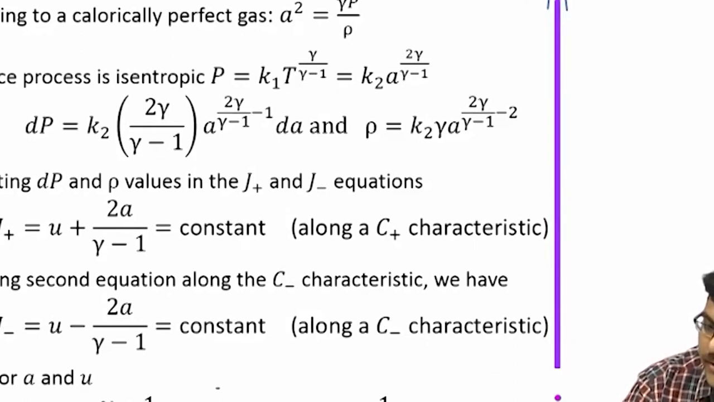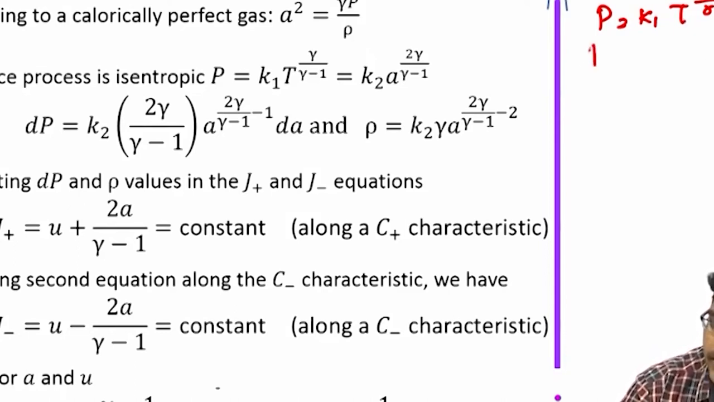You know that isentropic waves, or the isentropic process, is related by P is proportional to T power gamma by gamma minus 1. So, an arbitrary constant K1 is introduced, P is equal to K1 T power gamma by gamma minus 1. And of course, a square is equal to gamma R T. So, you can use this fact here.